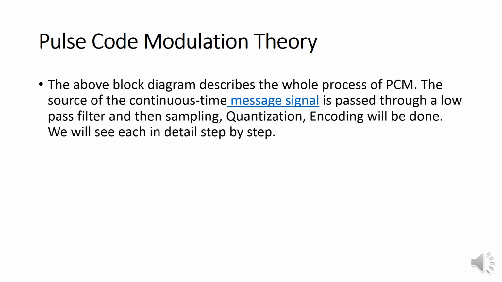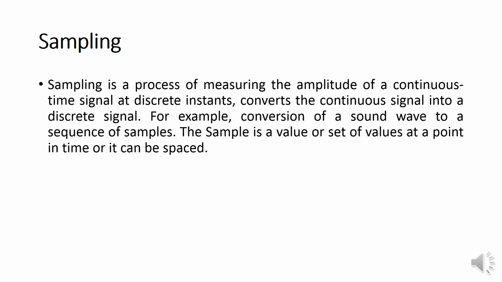The source of the continuous time message signal is passed through the low pass filter, then sampling, quantization and encoding are done. Sampling is the process of measuring the amplitude of the continuous time signal at discrete instants. This converts the continuous signal into a discrete signal.